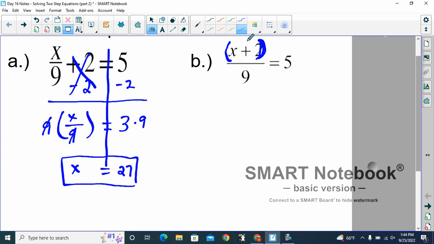So the first thing I need to undo is that dividing by 9. I need to multiply both sides by 9. I get x plus 2 equals 5 times 9. To undo addition, I'm going to subtract 2 from both sides.